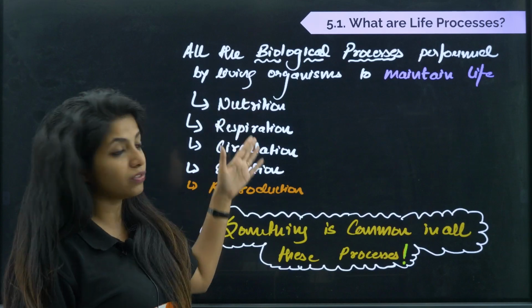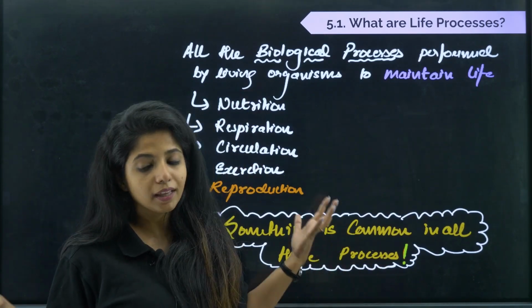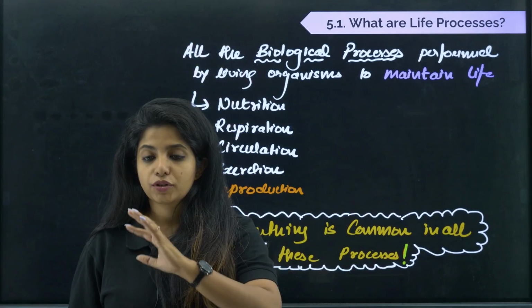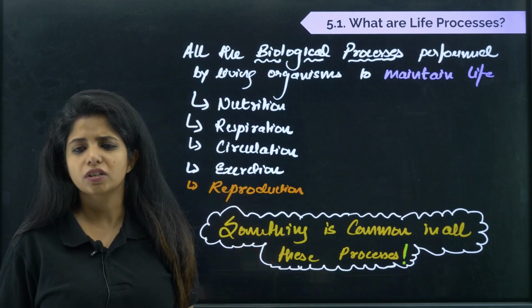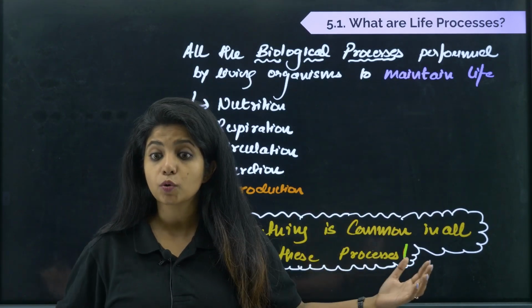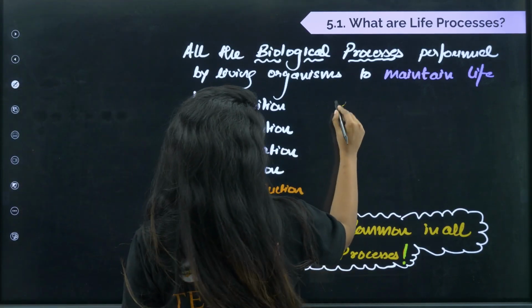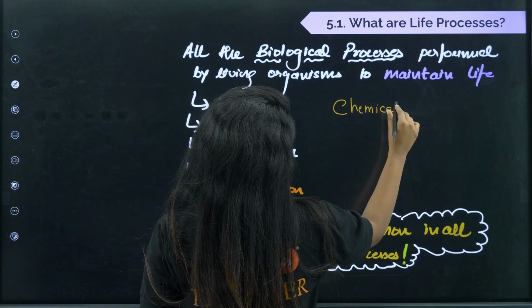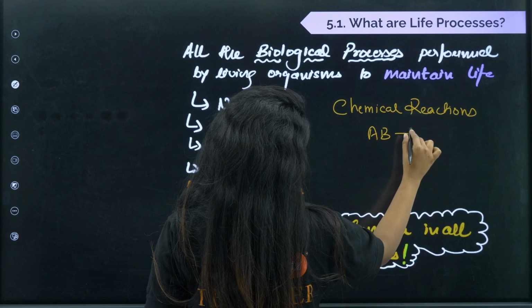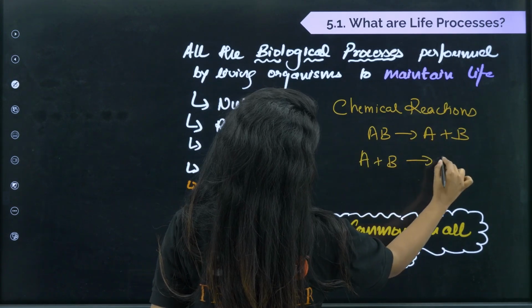If they stop any time in my life, probably I won't be there on earth, or on any planet. So there is something common between all these life processes, my dear children. In nutrition, respiration, circulation, excretion, everywhere something is getting made up and some things are getting broken down. So I say that certain chemical reactions are happening here. There are certain chemical reactions which are common between them. That is, AB will be broken down to A plus B. Sometimes A plus B would come together to form AB.